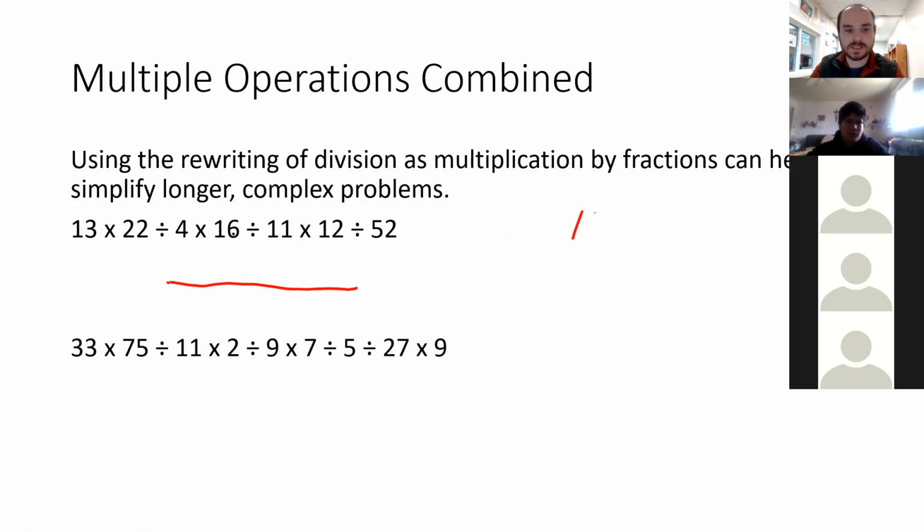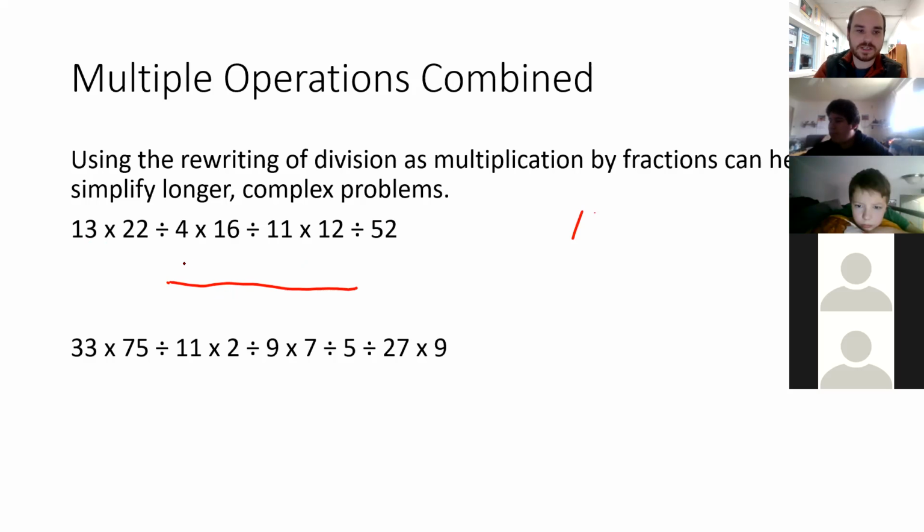The reason for this is because effectively what we're doing here is if we have 13 times 22 times 1 over 4 times 16 times 1 over 11 times 12 times 1 over 52, all of those fractions are just going to go to the bottom. So we have 13 on top, 22 on top, 4 on bottom, 16 on top, 11 on bottom, 12 on top, and 52 on bottom.